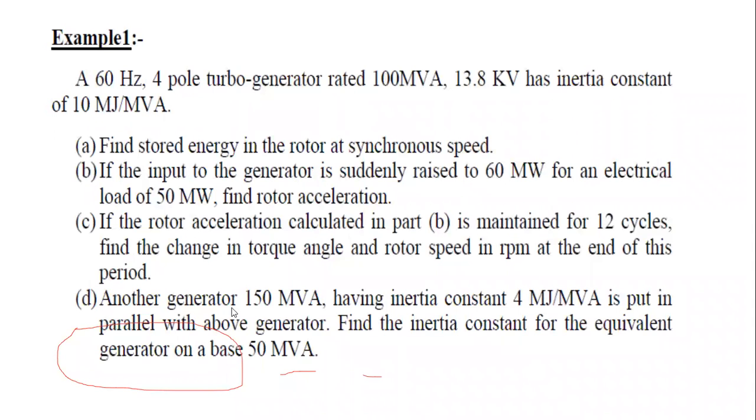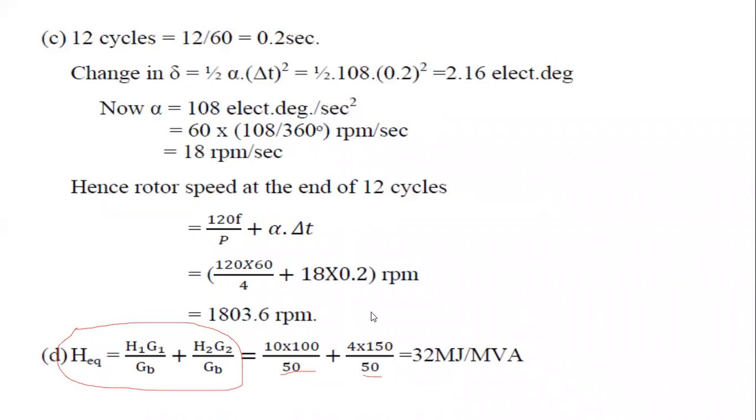That is H1 is equal to 10. How will it be considered? It will be 10, the inertia constant is 10. And in this unit, the inertia constant is 4. Therefore H2 is equal to 4. And then G is already given in the question, that is 100 in the first consideration.